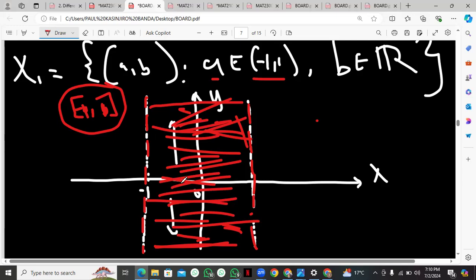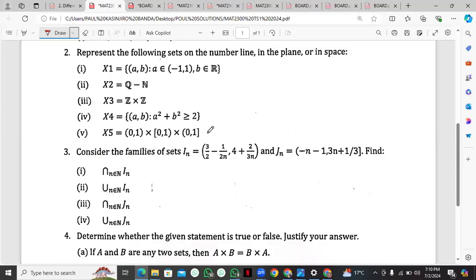Okay, and then let's do the second one. This is set x2. They're saying rational numbers, we are just subtracting counting numbers. And we know that counting numbers, which are natural numbers, are just numbers that start from 1, 2, 3, 4. Those are numbers you can use to count.